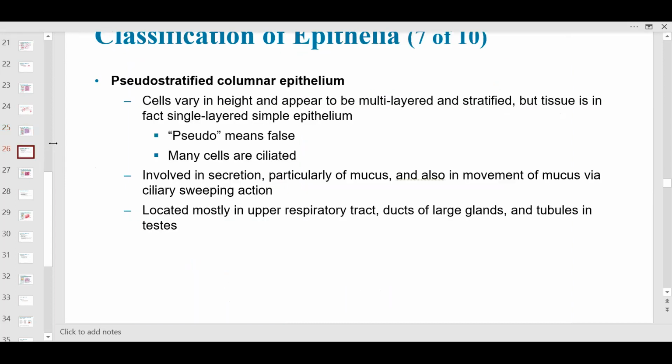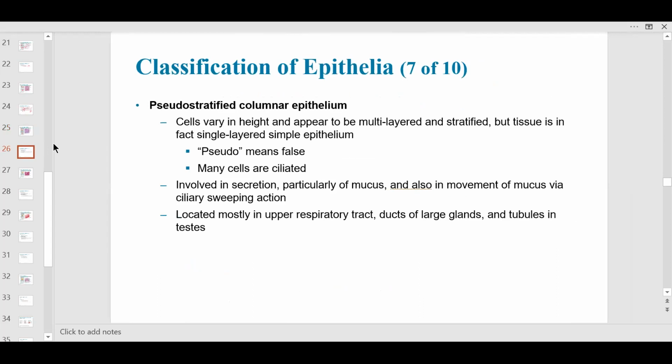Crazy. Pseudostratified. So it looks like it's stratified, but we're pulling the wool over your eyes because it's not stratified. Why do they got to do this to us this early in the semester? But it means false. So many are ciliated, right? And they have goblet cells in between. So this is mostly in the upper respiratory tract, I think, is our best bet for pseudostratified columnar epithelium, like the trachea, which technically is both upper and lower respiratory system, but don't tell anybody I told you that.